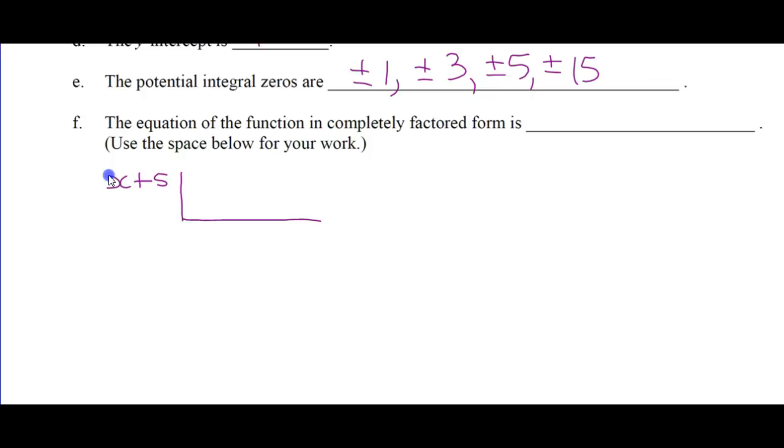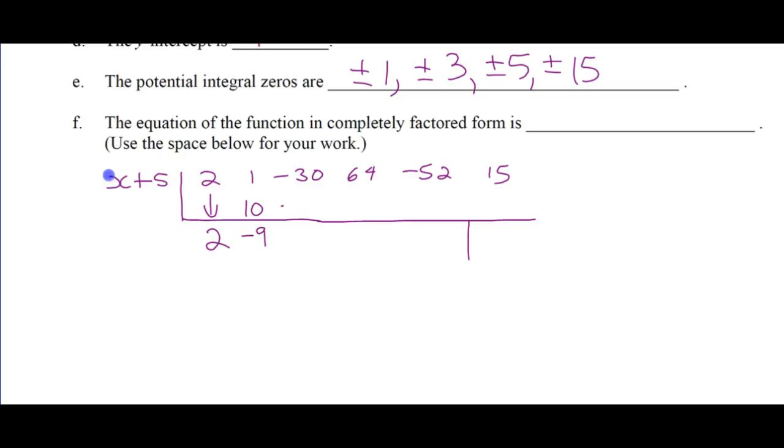Okay, and what's the function? So we've got a 2, 1, negative 30, 64, negative 52, 15. And if this is in fact a factor, then what are we going to see here? 0. Okay. So, go ahead. Is that 64? It's 64. So do your synthetic division. Might as well get some synthetic practice division-ish stuff in.